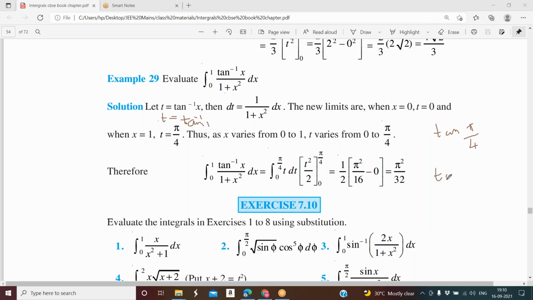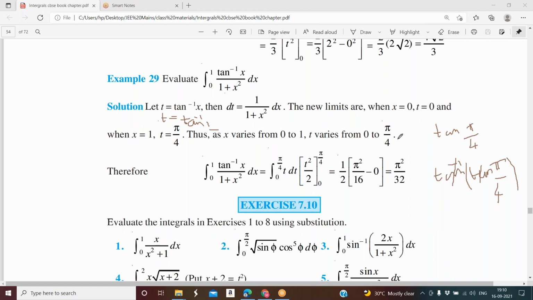So in tan inverse, this 1 can be replaced by tan pi by 4. Tan inverse of tan 45 degrees, so tan inverse of tan pi by 4. Now this tan and tan inverse will get cancelled. So what is remaining? Pi by 4. This will be your upper limit. When x takes 0, t is 0. When x takes 1, t is pi by 4.